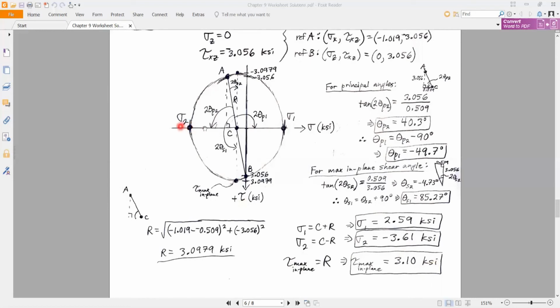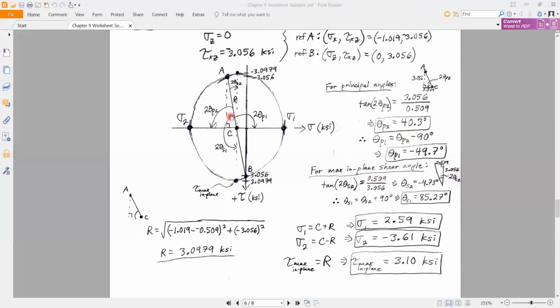Then to find your angles, since you're over here in the third quadrant, I would just calculate 2 theta P2 first. That's what I did here. Take your inverse tangent of the opposite over adjacent of that right triangle. Then don't forget to divide by 2. You get theta P2 is equal to 40.3 degrees. Okay, this is the right triangle sketched again, so you can reference it. That's this here.